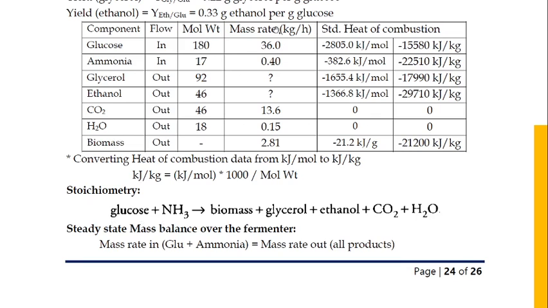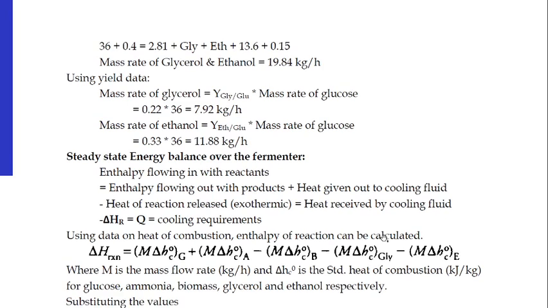Alright, this information is available to us. This leads to a mass balancing. Output is biomass, glycerol, ethanol, carbon dioxide, water. Based on this information, it's written. Now let's take a steady state mass balance over the fermenter. What comes in goes out because it's a steady state. So the glucose and ammonia mass comes in; biomass, glycerol, ethanol, carbon dioxide, water mass goes out. They are all products, right?